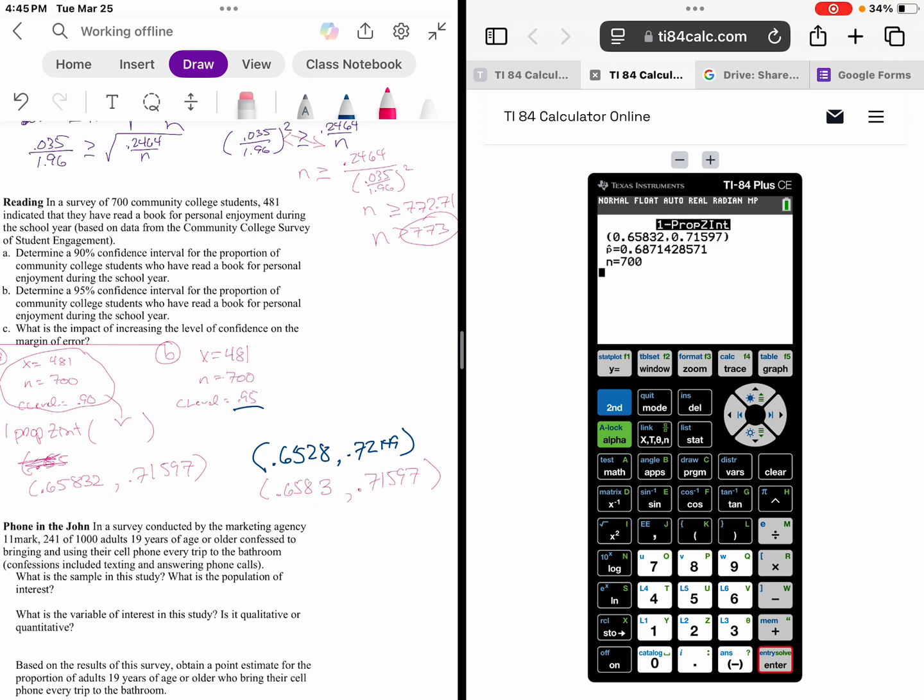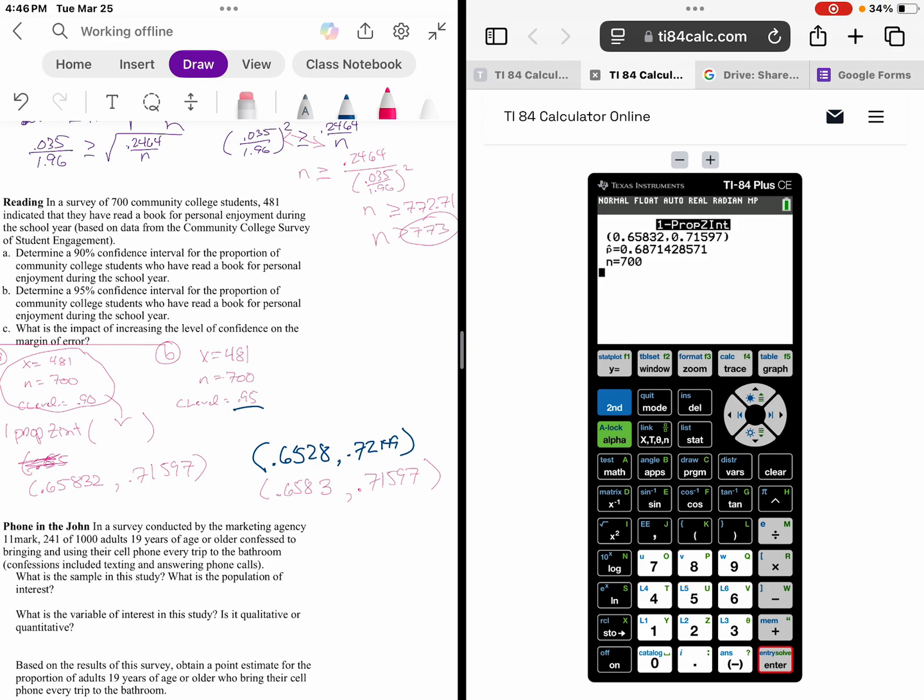Okay. So what happens here is, if we find the difference between the two, we will notice that by increasing the confidence level, I actually made the interval wider. And it's hard to tell right now because we have a little bit of shifting with the lower bound taking place here.